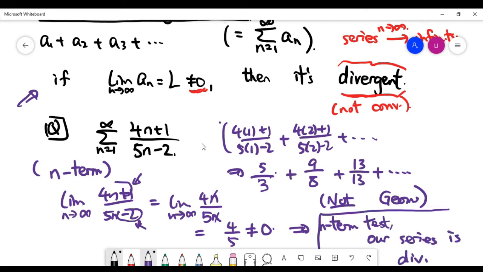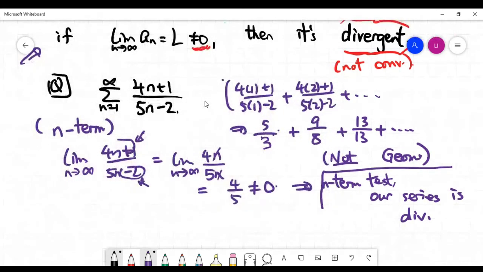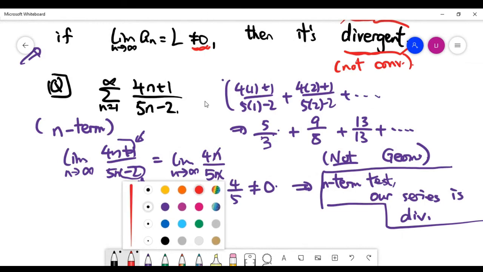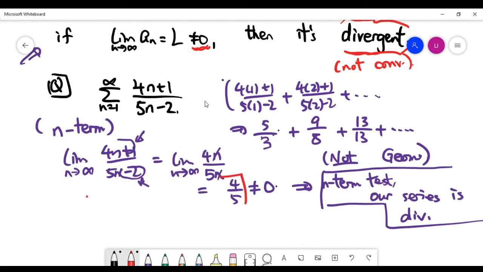And let's take a good look at what's happening here in case you don't fully understand the test. You see? What is the meaning of this number 4 over 5? It means that when n is big, we expect that our term is actually close to 4 over 5. Very close. They are not the same. But our term itself is actually very close to 4 over 5.